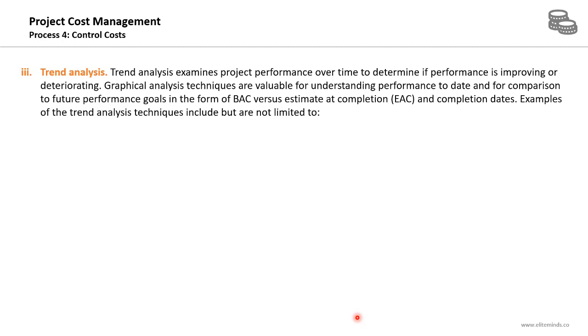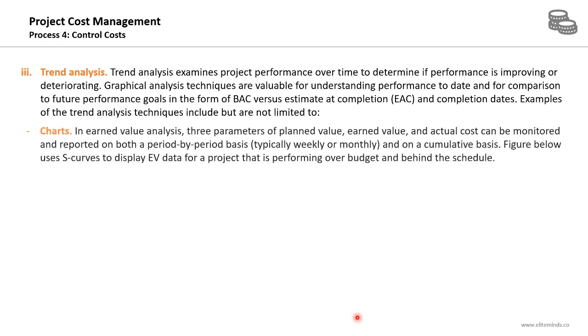So budget at completion is what you planned to spend on the overall project since day one. Estimate at completion is the forecasted value at any point of time throughout the project. Examples of the trend analysis techniques that can be used in this process include charts and earned value analysis. The 3 parameters of planned value, earned value, and actual cost can be monitored and reported on both a period by period basis and on a cumulative basis.